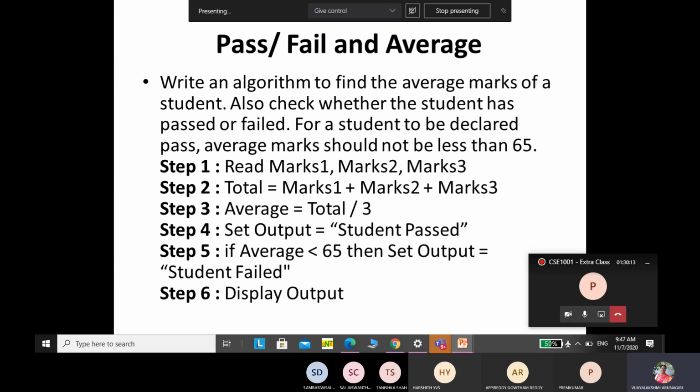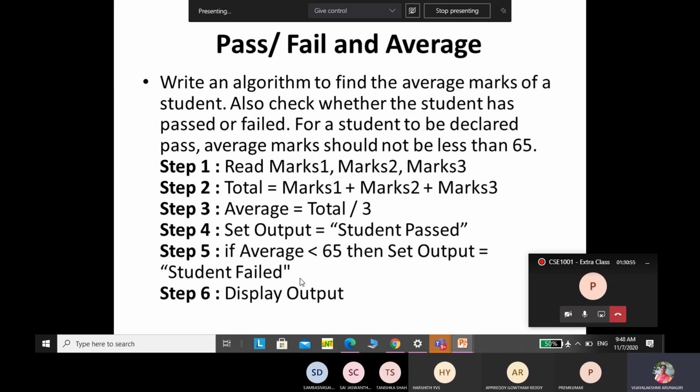So here I'm taking some decision. If the average is less than 65, then the student gets the result as student fail. Suppose this condition, the selection statement, fails, then the student passed will be printed. Finally, the output is printed based on the decision. I have set output equal to student passed. If this condition is not satisfied, the output displayed is passed only. Suppose the condition average less than 65 is true, then the output is changed into student fail and he will get that output as student fail.